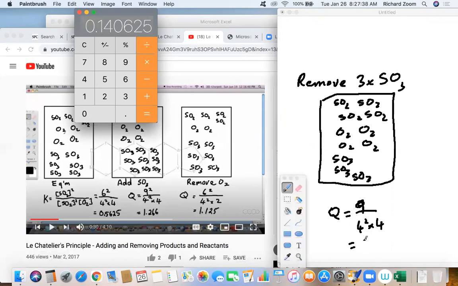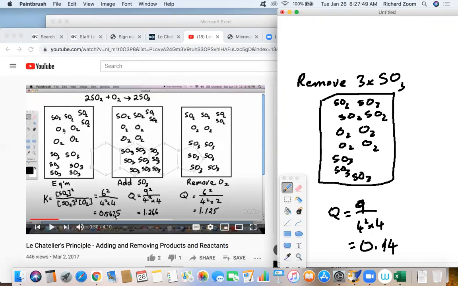Okay, it comes out to be 0.14 as our answer. Now look at what that is compared to the equilibrium constant. That's 0.5625. Now it's 0.14.